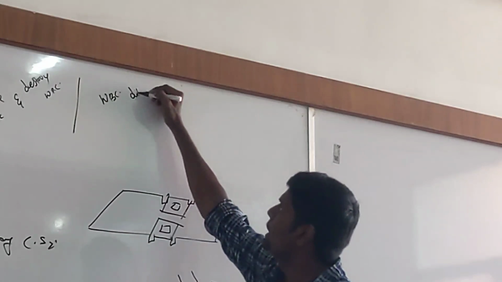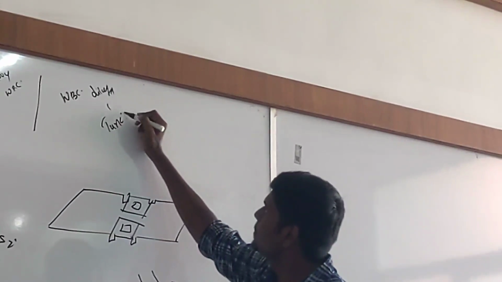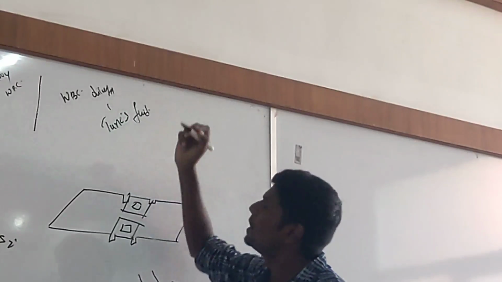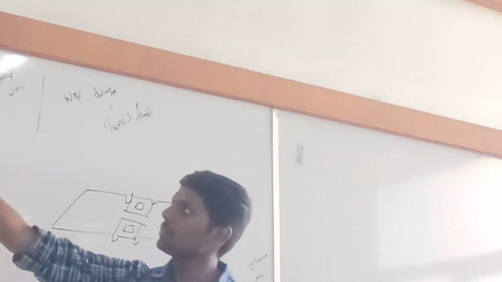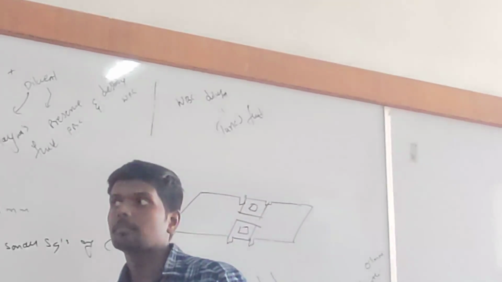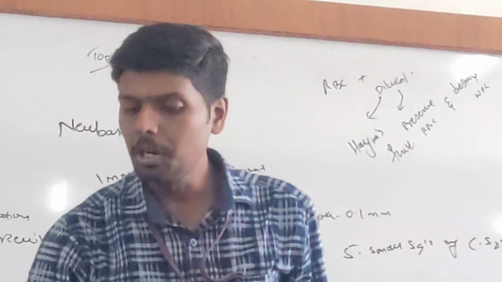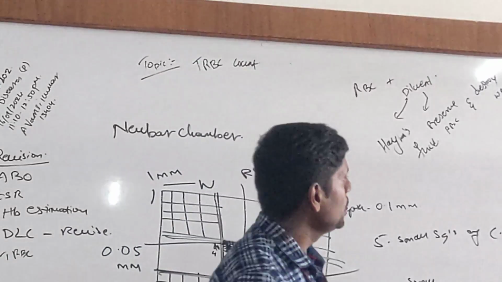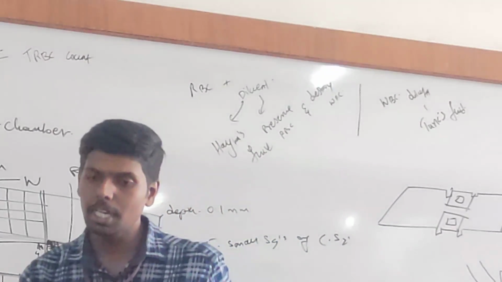WBC diluting fluid is called as, any guesses? Turk's fluid. Turk's fluid for WBC dilution, whereas Hayem's fluid is for RBC dilution. Is it clear? Yes, sir. Turk's fluid, okay?